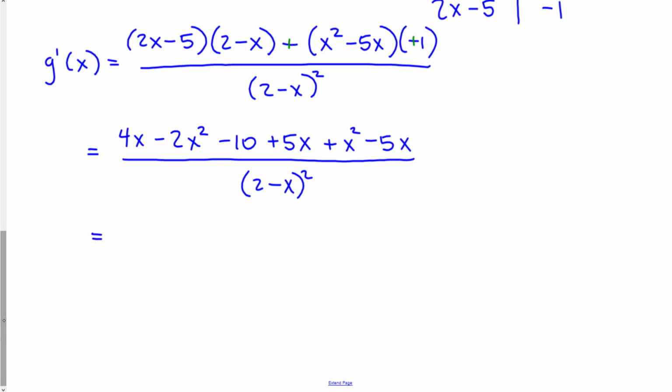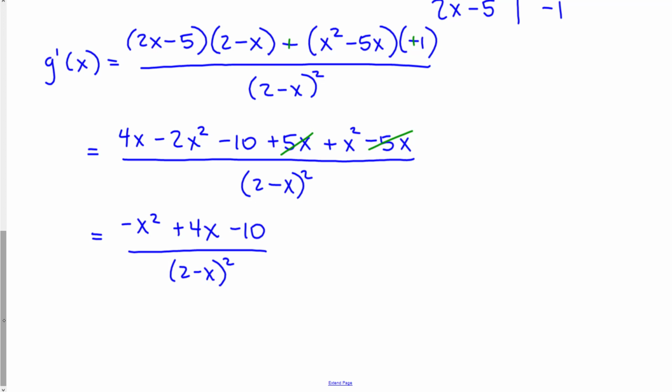And let's see, in the numerator, negative 2x squared plus x squared would be negative x squared. 5x and negative 5x, those cancel each other out, that's nice. And that leaves me still a positive 4x though, so 4x there. And then a minus 10 all over 2 minus x quantity squared. And that right there should potentially be enough.